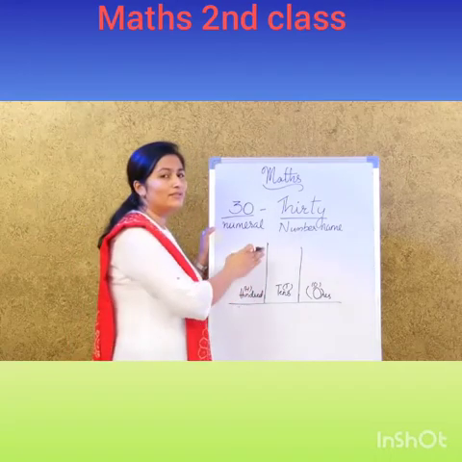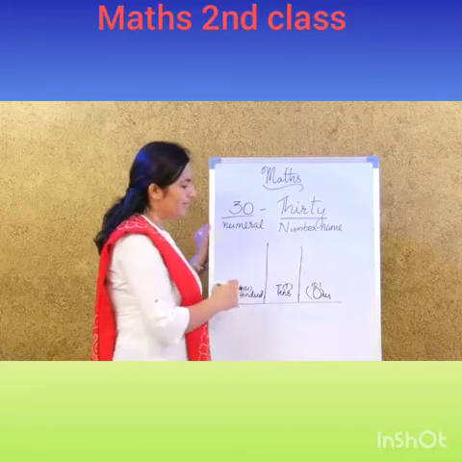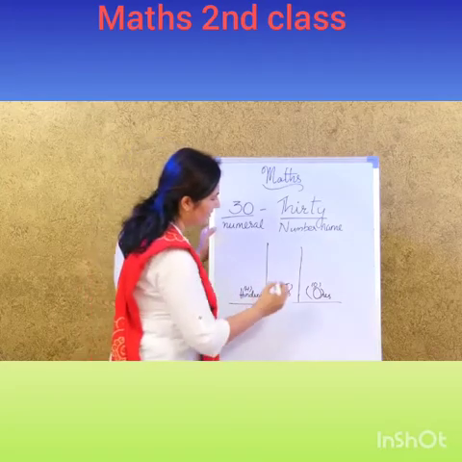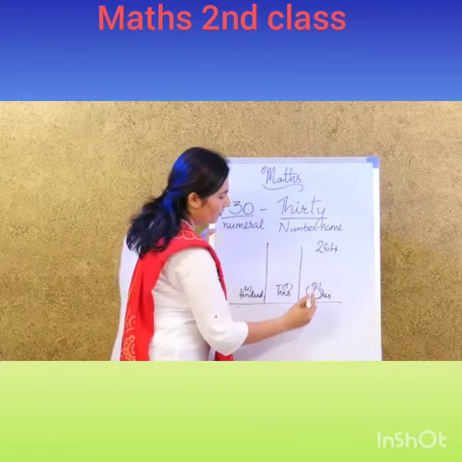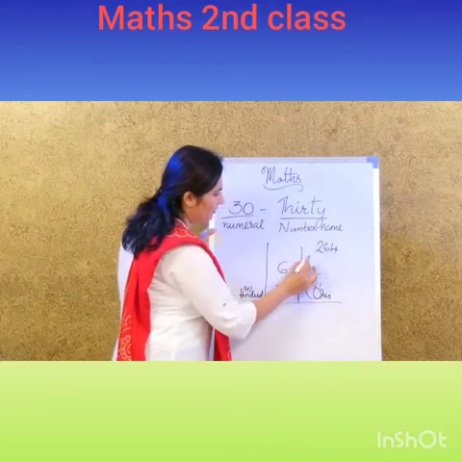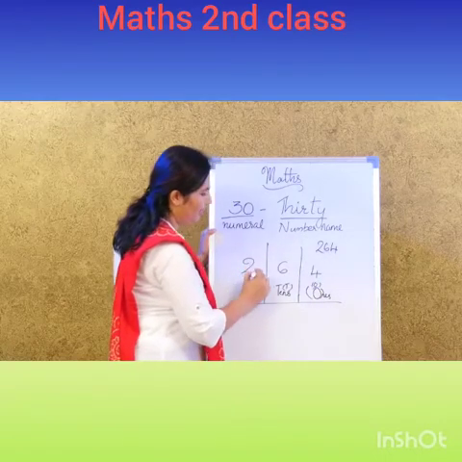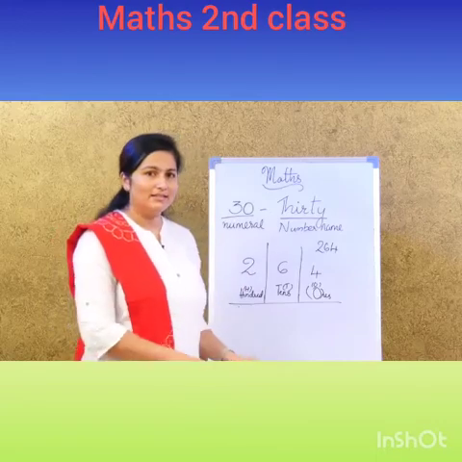Abacus, you all know, is the rod and bead system by which we can learn the numbers a little better. So, let us take the number 264. 4 comes in the ones column, 6 comes in the tens column, and 2 comes in the hundreds column. Alright, you remember that from last year?